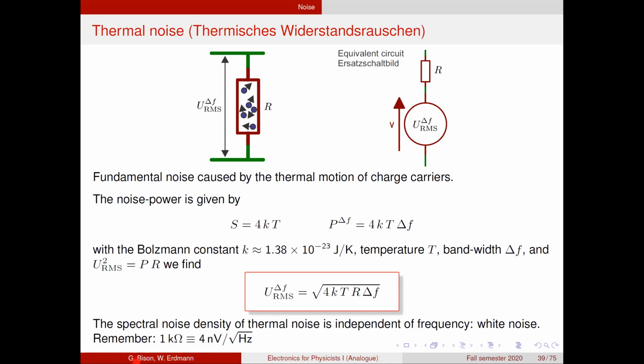If you convert this number, you have to remember that both the bandwidth and the resistor is under the square root. So for a 100 kilo ohm resistor, we don't get 100 times the 4 nanovolts, but 10 times the 4 nanovolts because we have to take the square root. And if we look at the bandwidth of a megahertz, we don't get 1,000,000 times this value, but just 1,000 times because we have also to take the square root of the bandwidth here.